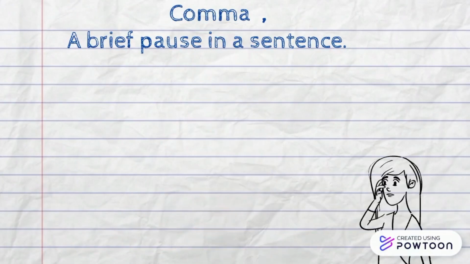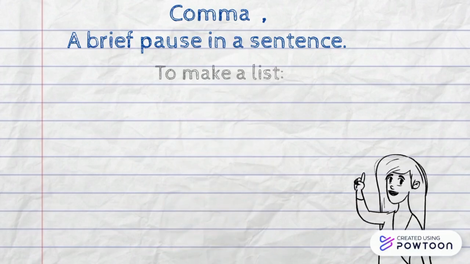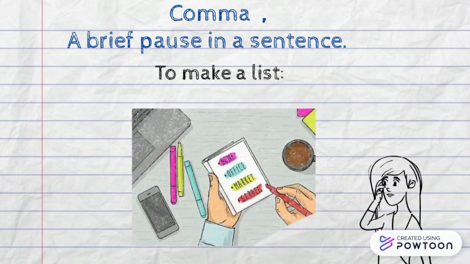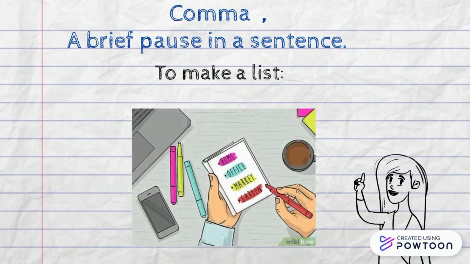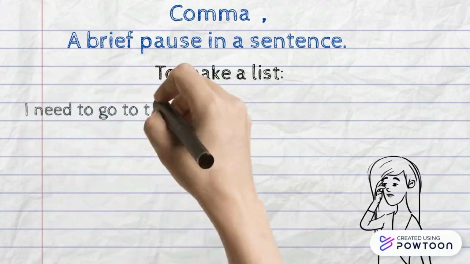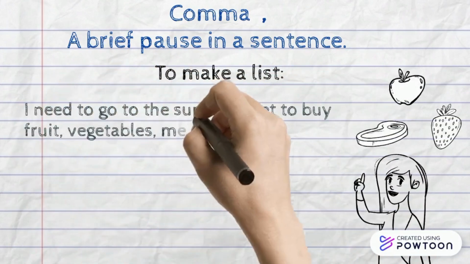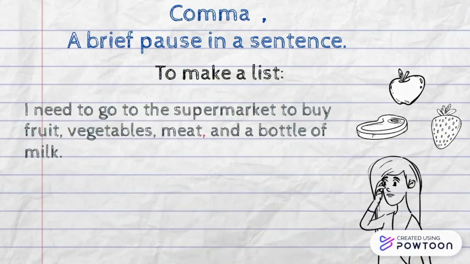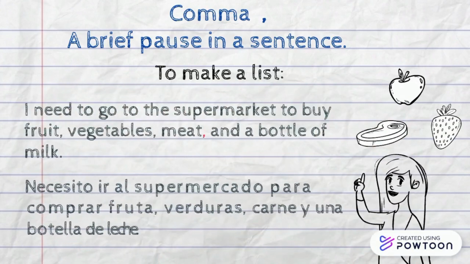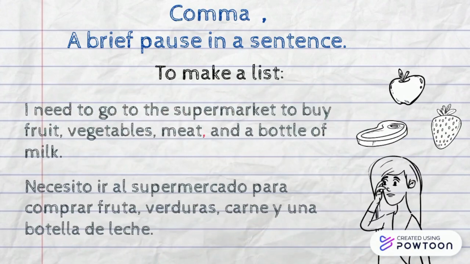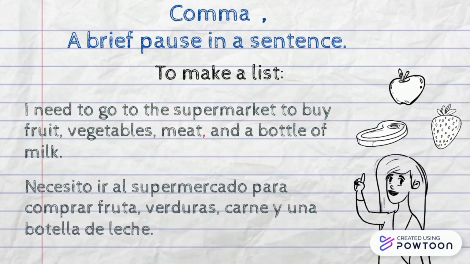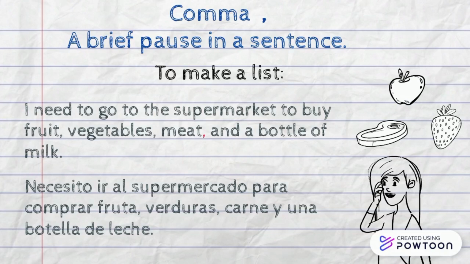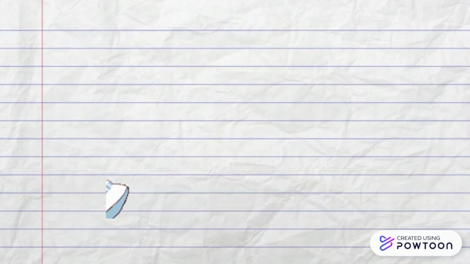Comma. This punctuation element provides a brief pause in a sentence. To make a list, its use is the same in both English and Spanish. However, in English, commas are placed before the conjunction, and in Spanish, they are not. For example, I need to go to the supermarket to buy fruit, vegetables, meat, and a bottle of milk.